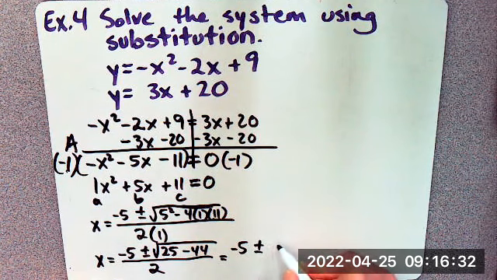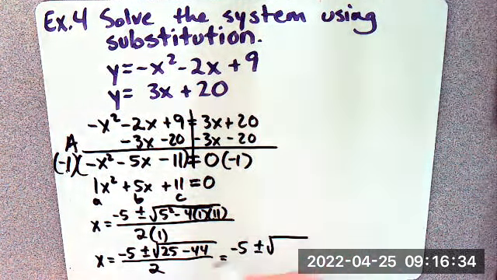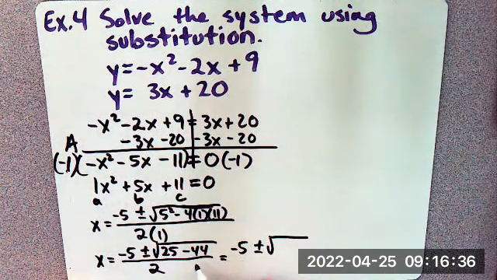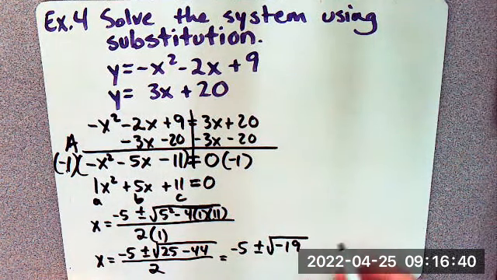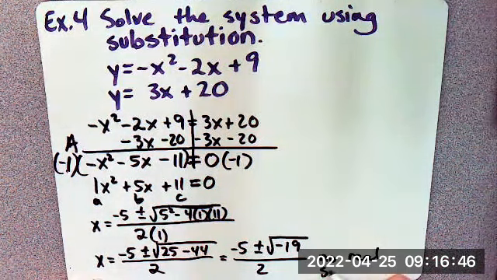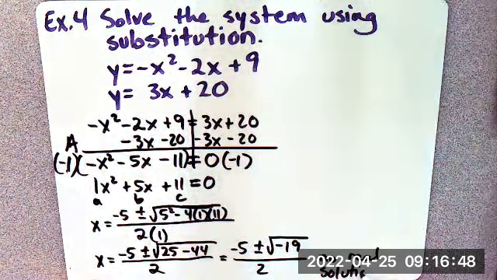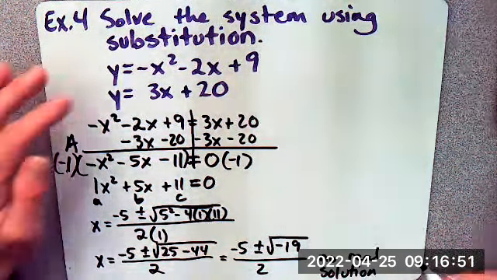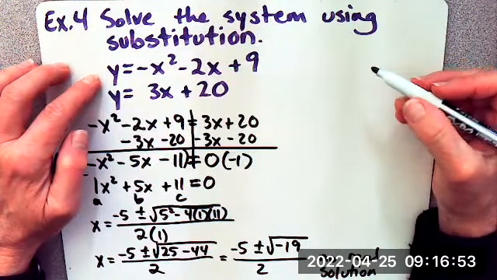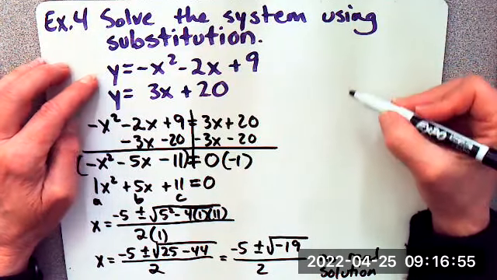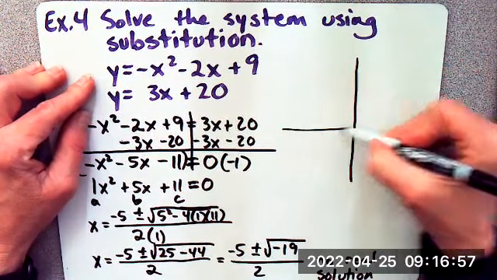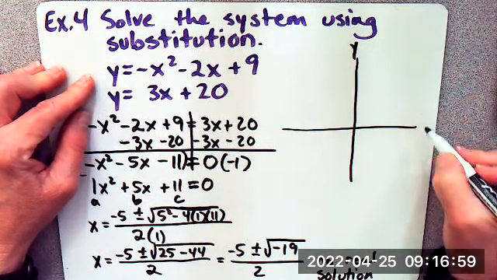So we better check this, make sure these two do not ever meet. So that's negative 19. So that's no real solution. So let's double check it. We can do this with a quick graph. So if we had, we'll do a sketch graph.